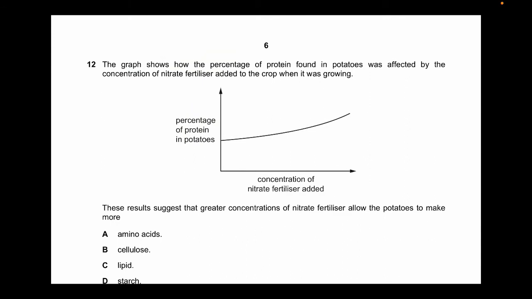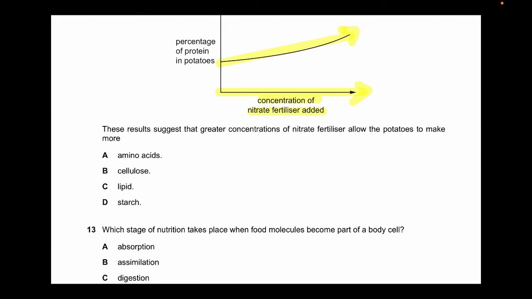Question number 12. The graph shows how the percentage of protein found in potatoes was affected by the concentration of nitrate fertilizer added to the crop when it was growing. As we can see, when the concentration of fertilizer added is significantly higher, the percentage of protein in the potatoes increased. Well, it didn't increase exponentially, but it did increase.